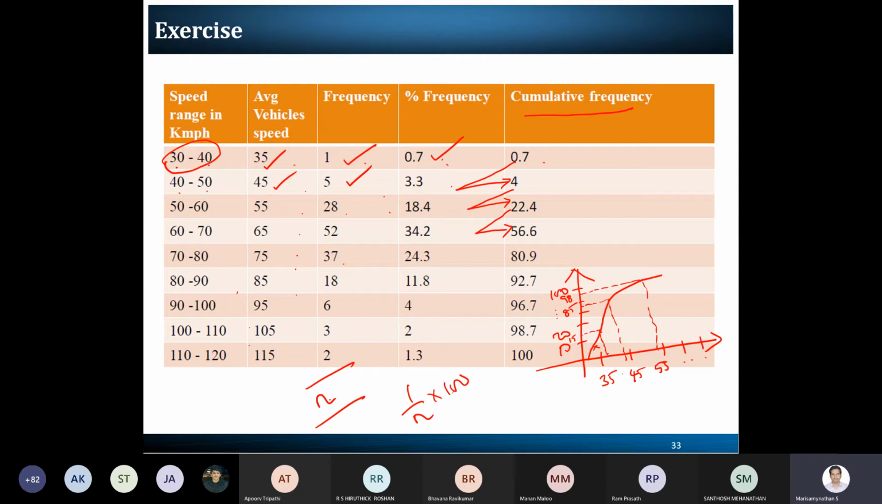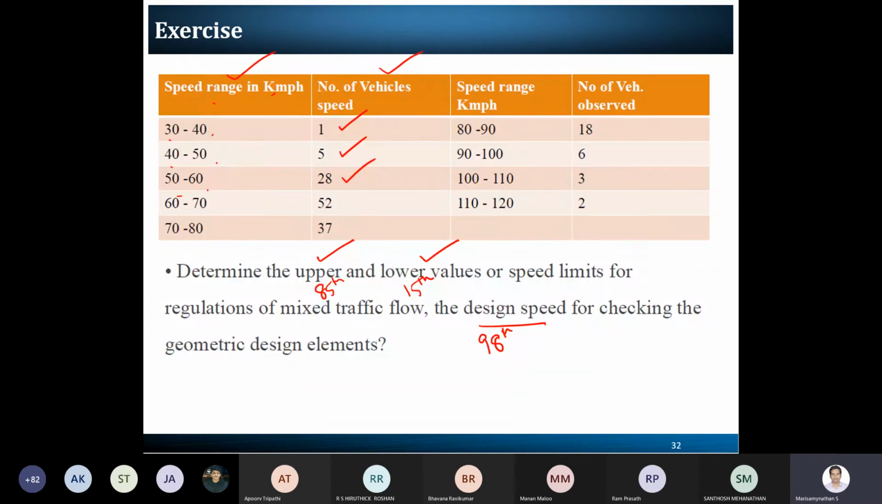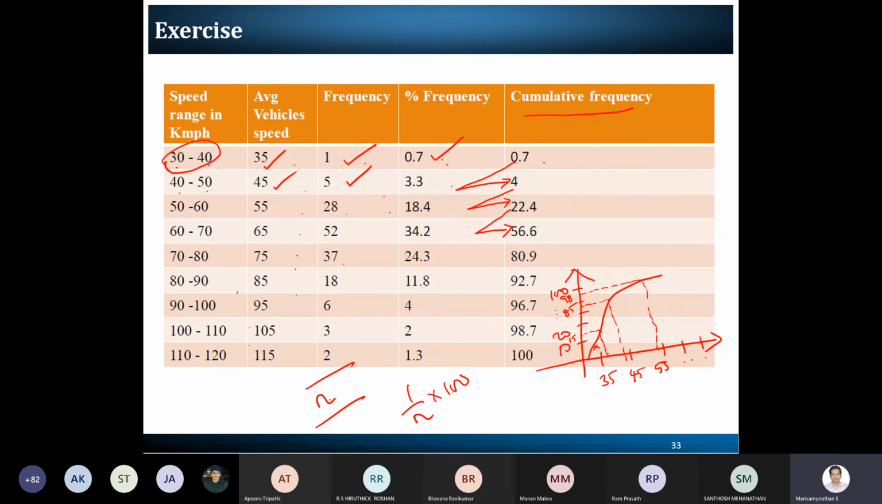the given corridor. Basically, they used to give the speed range and the number of vehicles. From the speed range, you try to estimate the average speed: 30 to 40, the middle is 35; 40 to 50, the average is 45. So likewise, 40 plus 50 divided by 2, that means 90 divided by 2, 45. So the average is calculated.